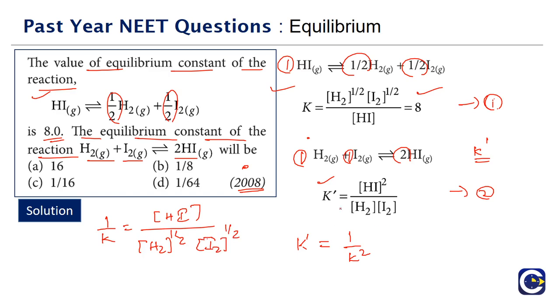Now 1 by K square will be K dash. So since K is 8, what will be K dash? 1 by 8 square, which will be equal to 1 by 64. Correct answer is option D.